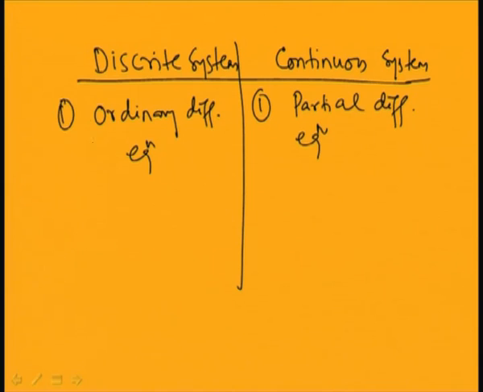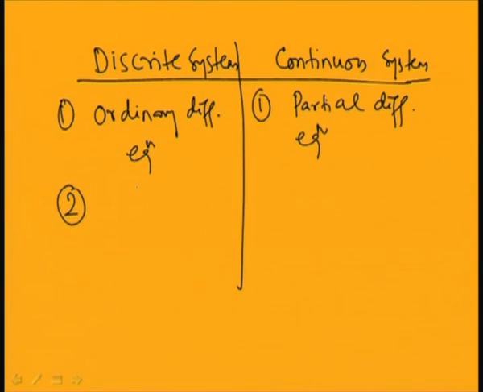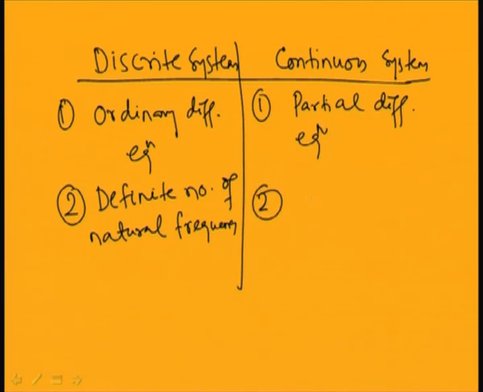So, in the case of a discrete system, you know the number of degrees of freedom of the system, and you can write its natural frequencies. The natural frequencies, or the eigenvalues, are discrete. So, you can get a definite number of natural frequencies in this system, but in the case of a continuous system, you will get an infinite number of natural frequencies.